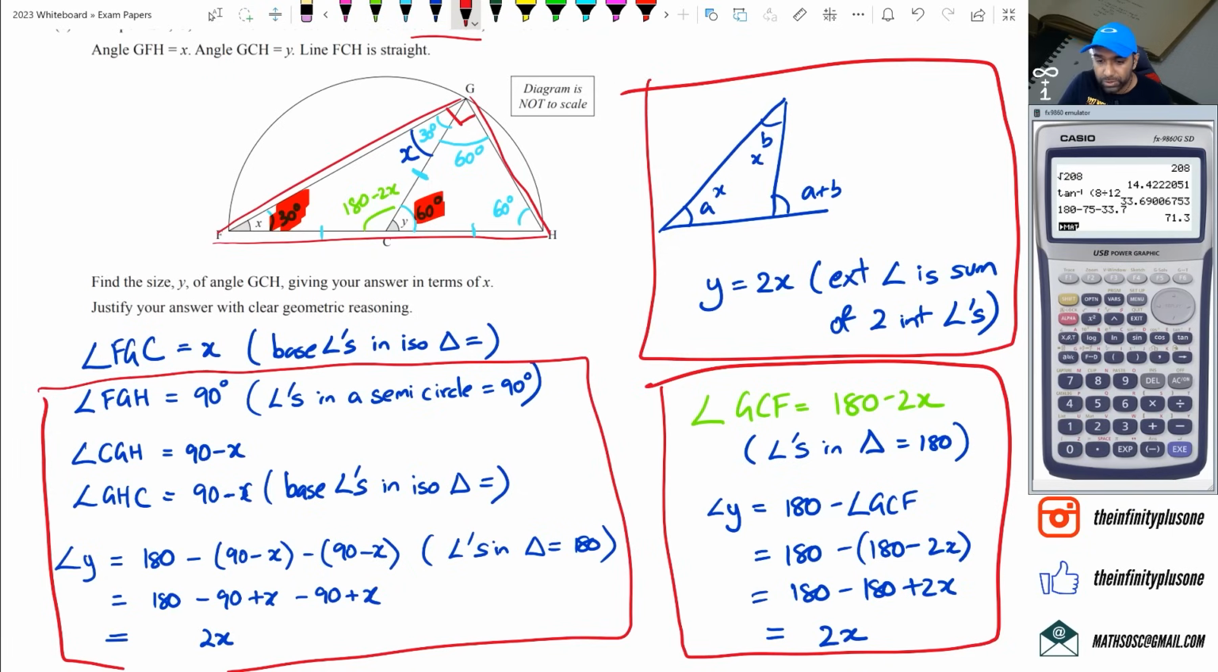As long as you get y equals 2x at the end and you've got some working and reasoning towards it, you will be looking at getting a merit. As for achieved, you must have either 90 minus x or the 180 minus 2x, which is this part here. So it's just one extra step prior to getting to that 2x that would actually get you an achieved.